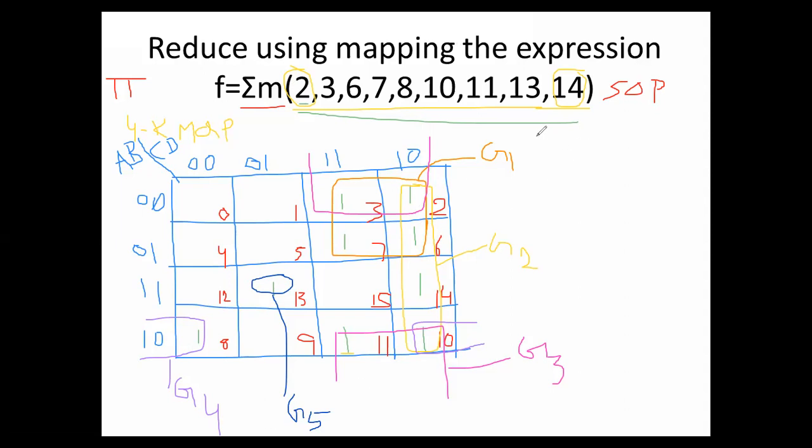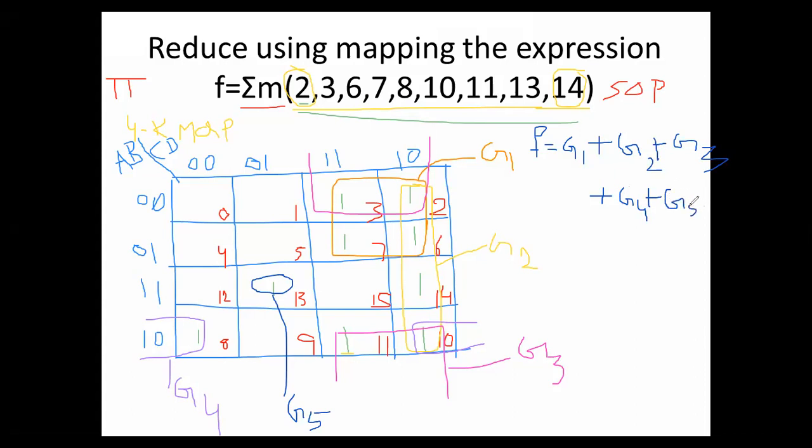Now the simplified expression F is equal to group 1 plus group 2 plus group 3 plus group 4 plus group 5.